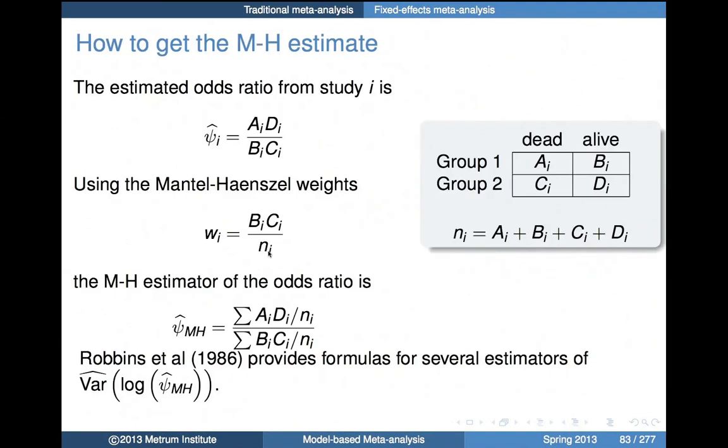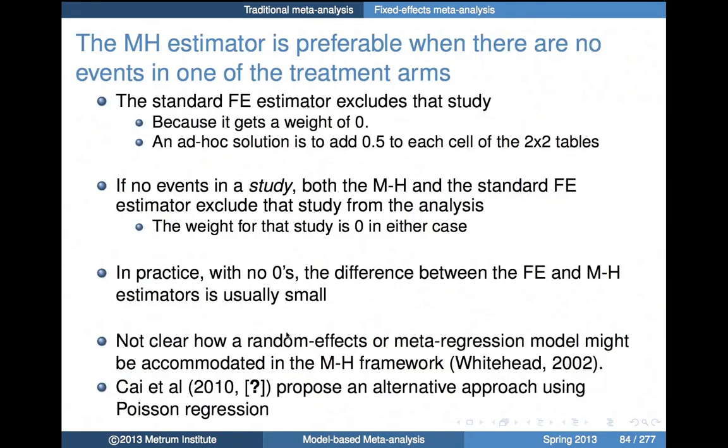However, for the Mantel-Haenszel estimator, if we have a 0 in any of these cells, that particular study may drop out of the numerator or denominator, depending on where the 0 is, but it won't drop out of the estimator entirely. So that's one benefit of the Mantel-Haenszel estimator. If in fact you have no events in a study in its entirety, then both the Mantel-Haenszel estimator and the classical fixed effects estimator end up excluding that study from the analysis altogether. And again, that's because the weight for that study is 0 in either case.